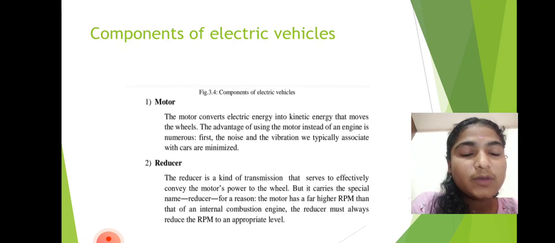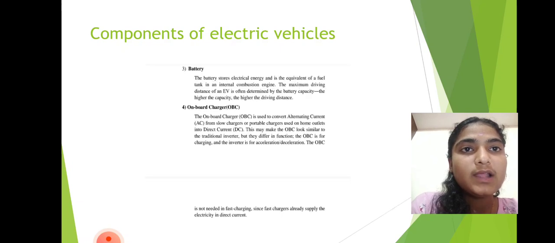Then comes the reducer. The reducer is a kind of transmission that serves to effectively convey the motor's power to the wheel. The reducer must always reduce the RPM to the appropriate level. Then comes the battery. The battery stores electrical energy and is the equivalent of a fuel tank in an internal combustion engine. Then comes the onboard charger. The onboard charger is used for converting alternating current from slow chargers or portable chargers used on home outlets into direct current.